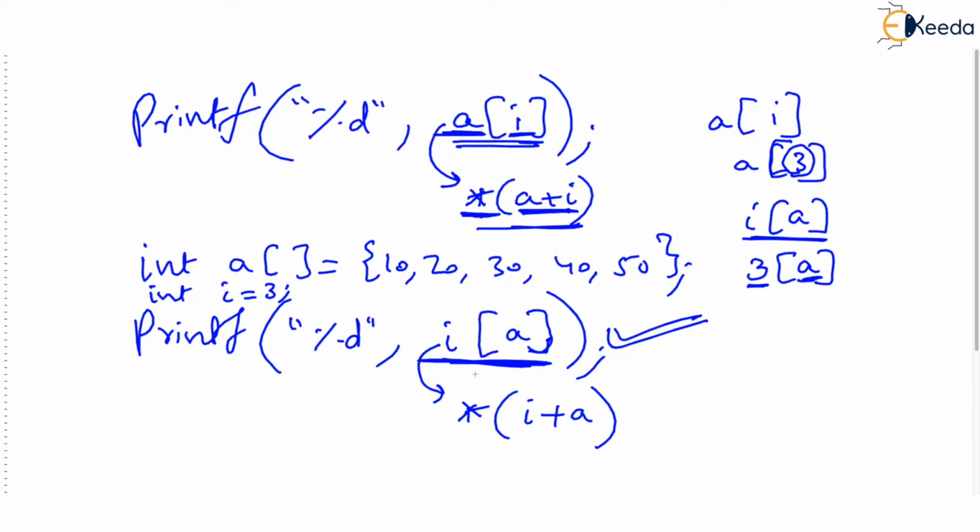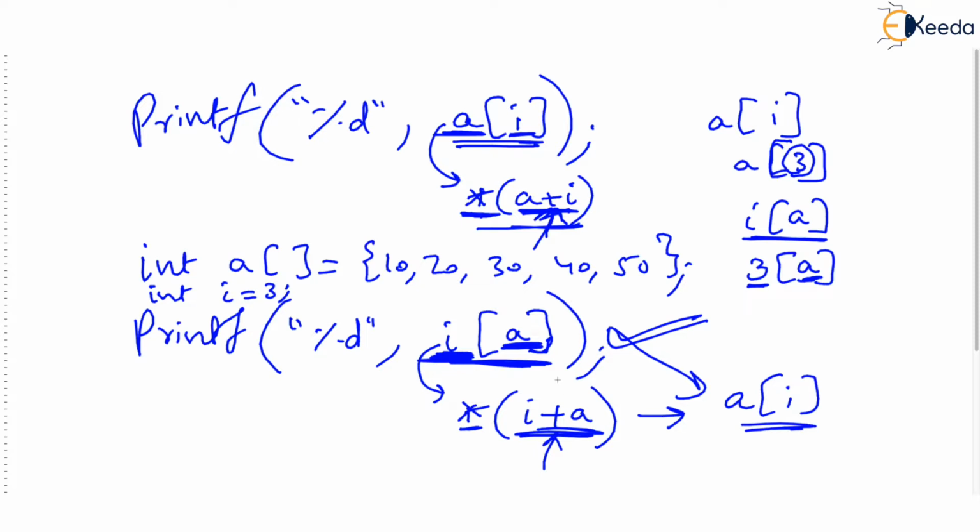What I said is, whatever you write before the square bracket, and inside the square bracket, is simply added. So it is I plus A. Tell me, how does it matter whether you write A plus I or I plus A? Both are the same. And then you are putting asterisk before it. Then what does this mean? This means A[I]. I hope you are understanding.